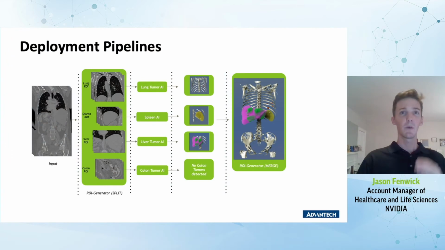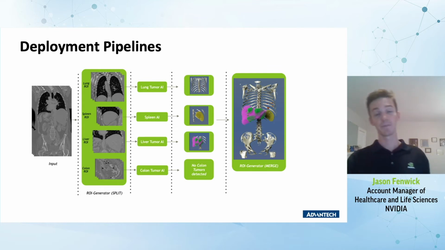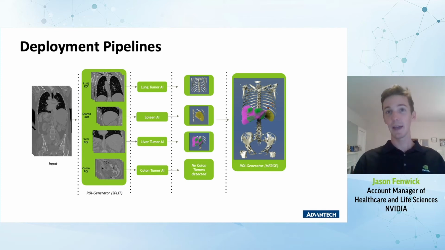Finally, once you've trained and are happy with your model, you're ready to deploy it. The deployment framework provides the tools that enable developers to optimize their models and easily integrate them with existing hospital systems. This enables end-to-end development and a scalable deployment. Here you can see an example of a multi-organ segmentation pipeline. First, the CUDA-based ROI generator splits a single volume into multiple regions of interest for lung, spleen, liver, and colon. These are then fed in parallel into different AI segmentation operators for each of those organs.